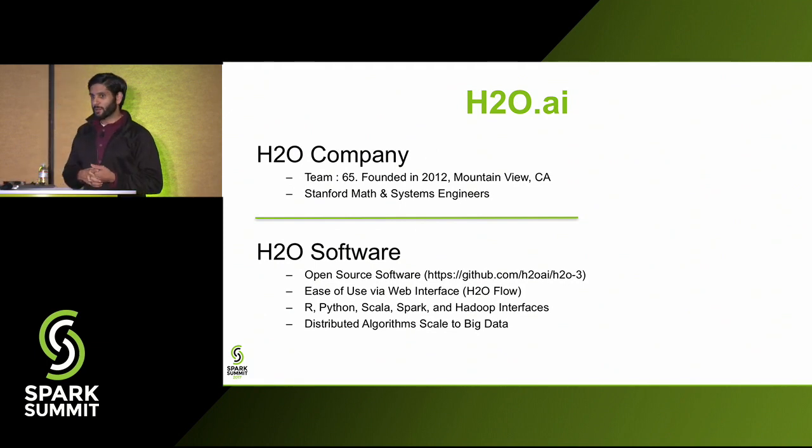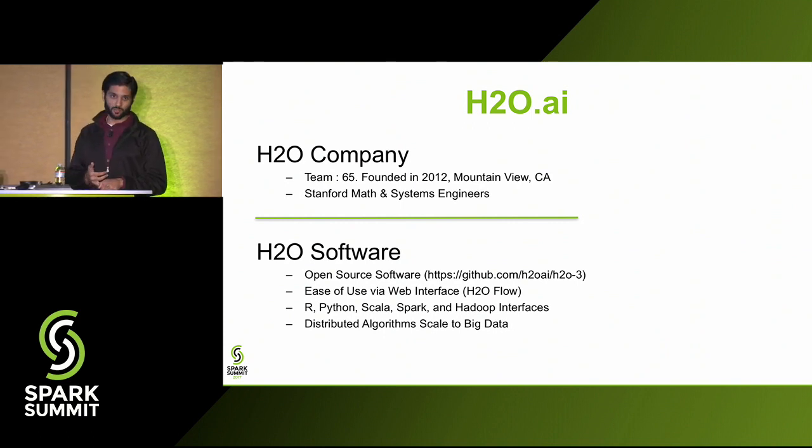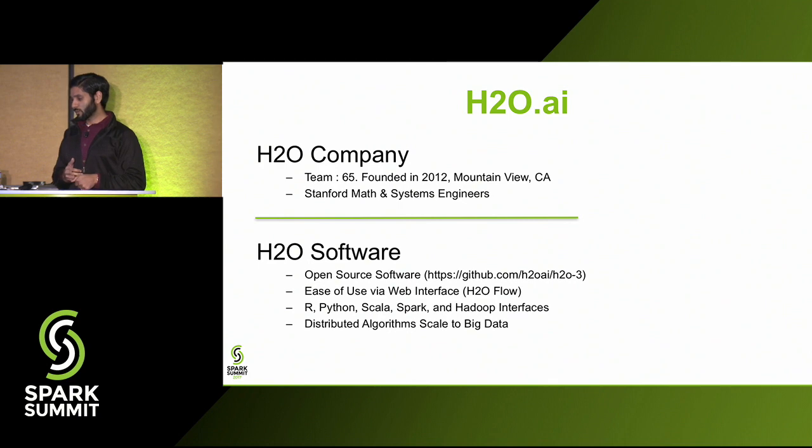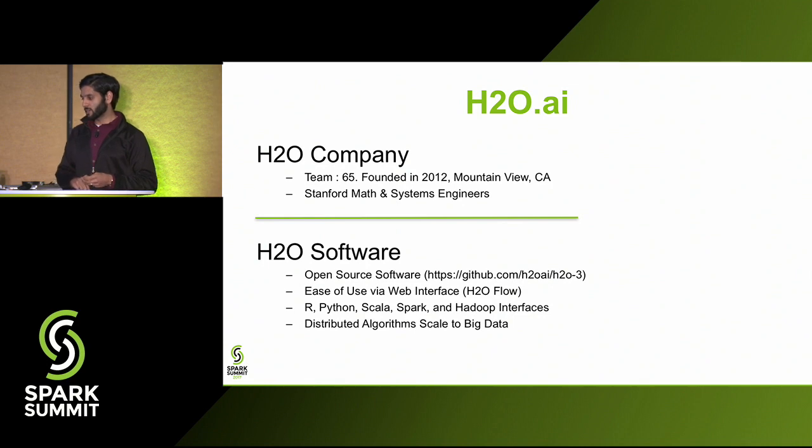So H2O AI is a machine learning company located in Mountain View. We're about 65 people. We've been around since 2012. The company was founded behind a lot of Stanford math and systems engineers. H2O as a software is completely open source. So if you want to see the source code, you can go on GitHub, that link posted there, and see everything we're up to. We also have an ease of use web interface, H2O Flow. This is a way of ingesting data and running machine learning models through a web UI. We also offer R, Python, Scala, Spark, and Hadoop interfaces as well.